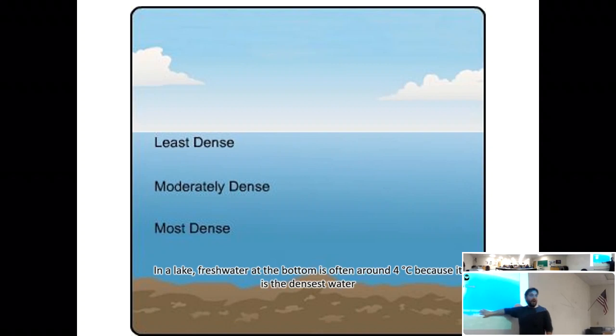But the water at the bottom of a frozen lake is often about 4 degrees Celsius. So why would the water at the bottom of a frozen lake be 4 degrees Celsius? It's actually warmer than the stuff up here. Why would the warmest water in a frozen lake be at the bottom? Why would it do that? What's that? Yeah, the density? Yeah, something about the density.